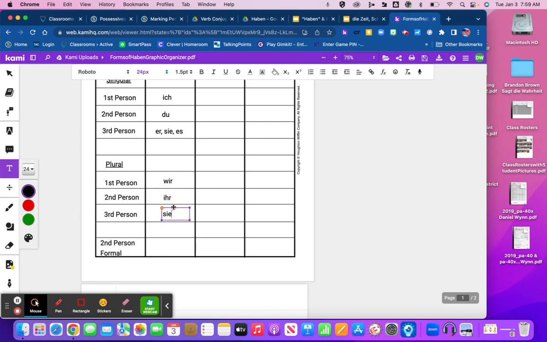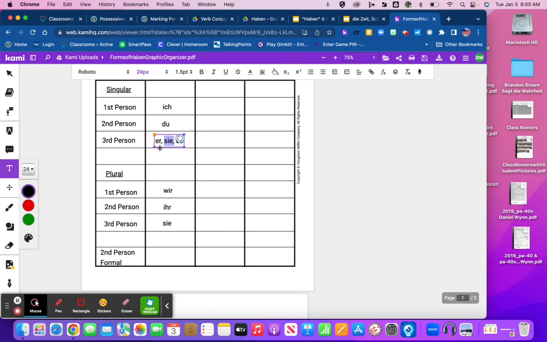So you'll notice that sie up here means she under singular, er, sie, es, he, she, it, but sie down here means they. That's a bit confusing because you have the same word that means two different things. But if you imagine in English, we have plenty of words that mean more than one thing. So it's the same in other languages. So how do we know the difference? Well, you'll find out later.